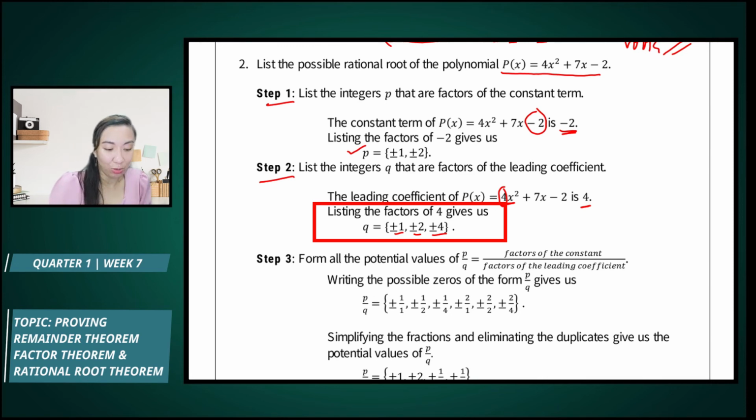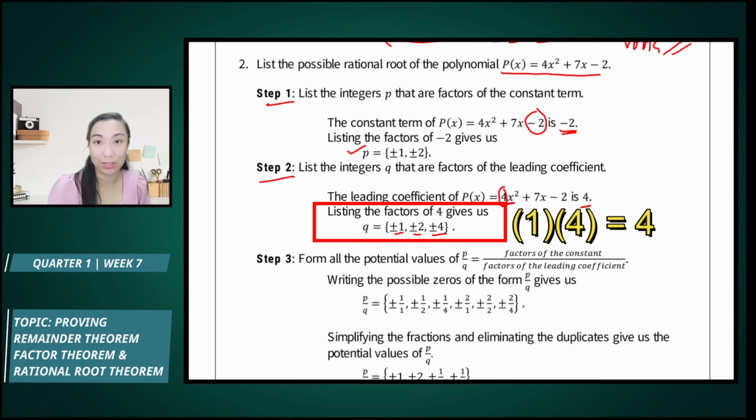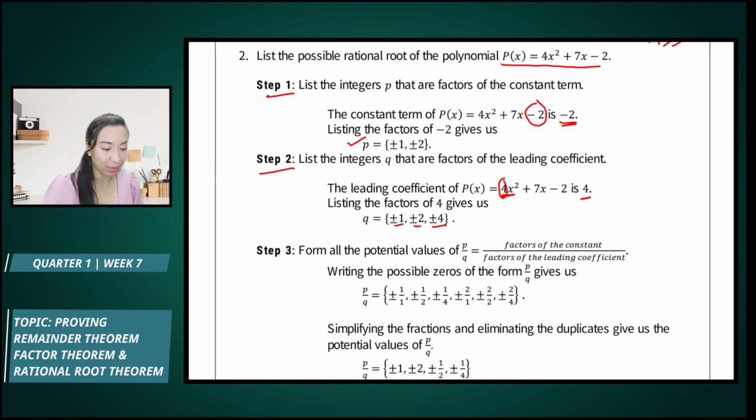Why? We can have positive 1 times positive 4, which gives us positive 4. Negative 1 times negative 4 will still give us positive 4. Positive 2 times positive 2 is positive 4, and negative 2 times negative 2 is positive 4. So, there are 6 of them. Now, once done, let's proceed with step number 3.